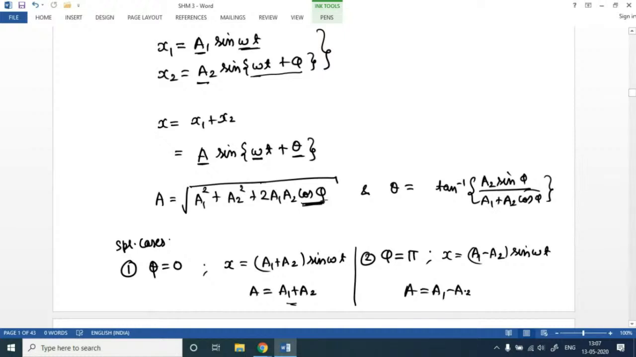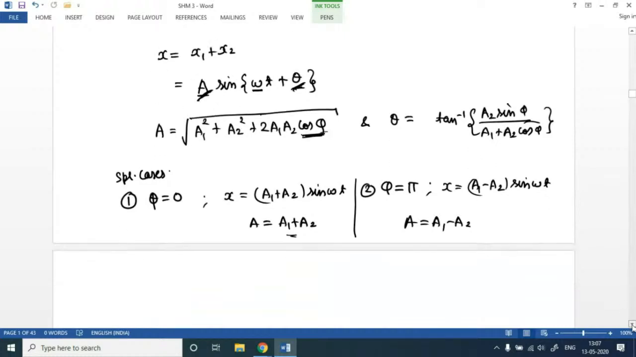So you should realize that when we add two SHM with the same angular frequency, as a result we again get SHM with the same angular frequency, but with different phase and amplitude, and this amplitude and this phase will depend upon the initial phase difference between the two combining SHM. So that is one of the cases.